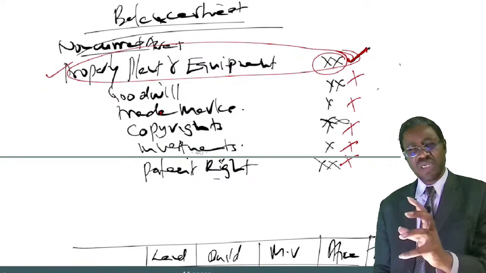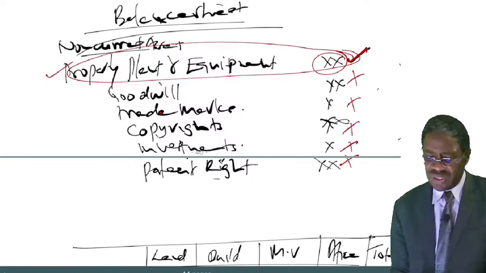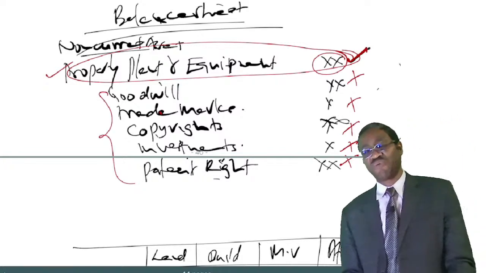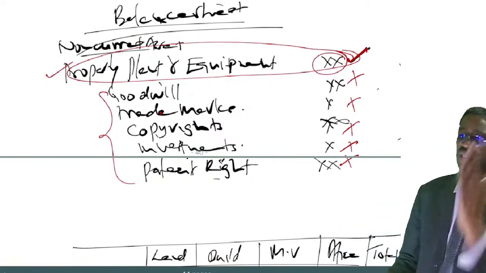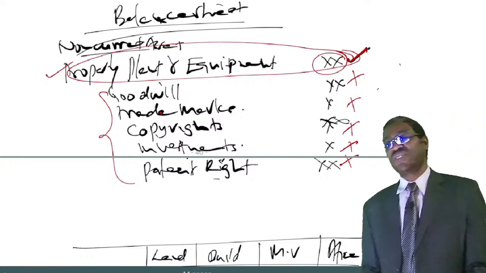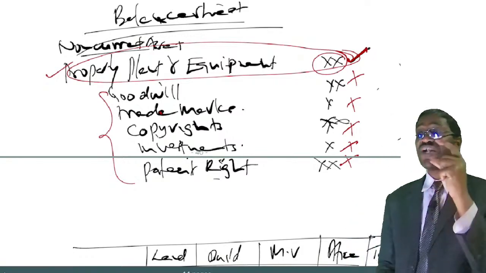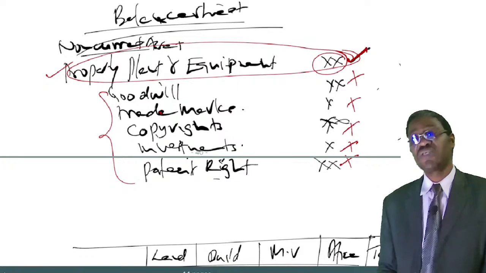And we said in most cases these others are in form of intangible assets. You can see we gave examples like goodwill, trademark, copyright, investments, patent rights. Those are other examples of assets which cannot be classified as part of the property, plant, and equipment.